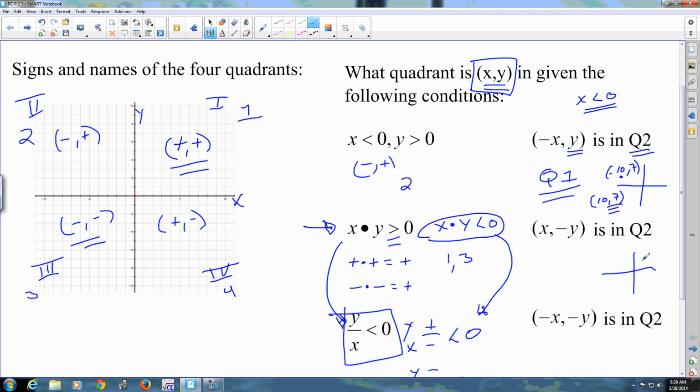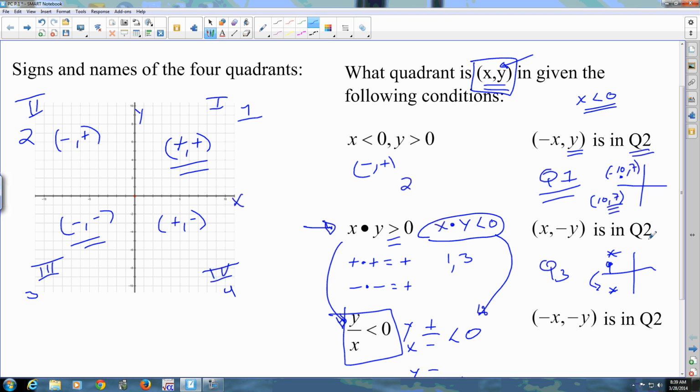Again, you're standing in quadrant 2. You're somewhere out here in quadrant 2. You got there by changing the sign on the y. Where are you? Well, if you change the sign on the y and that produced a positive value for y, that means that you started out in quadrant 3. That's where the original coordinate xy is.